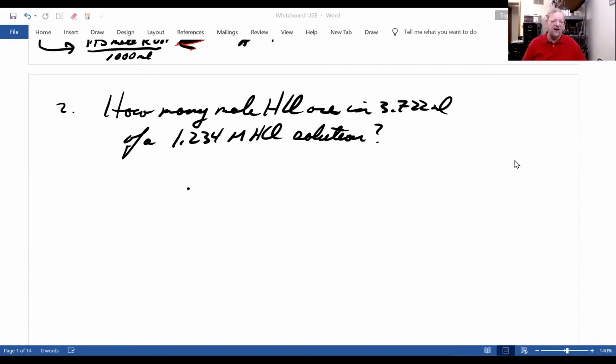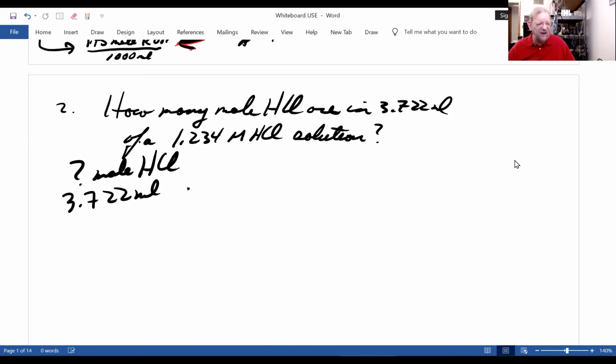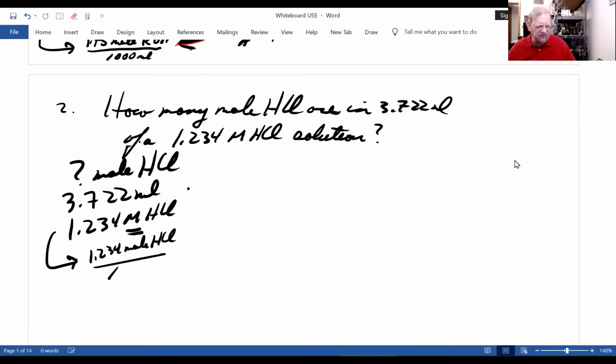Let's do it. All right, question is, how many moles of HCl? So what are we being asked to find? Moles of HCl. What are we given? Well, how many milliliters of solution we have, and we're also given this number. As soon as I see the capital M, what does that mean? Molarity. And I can immediately rewrite this as 1.234 moles HCl per 1,000 milliliters.